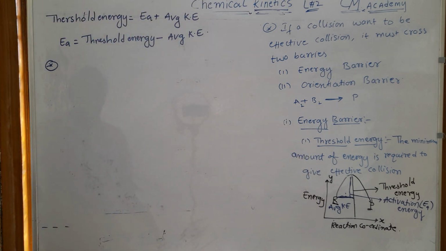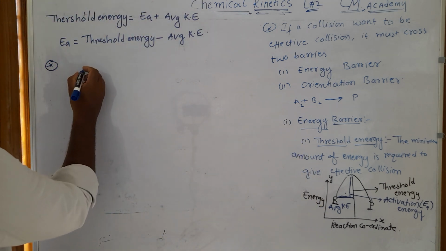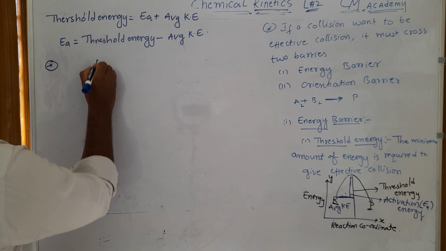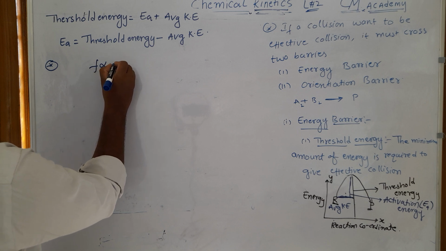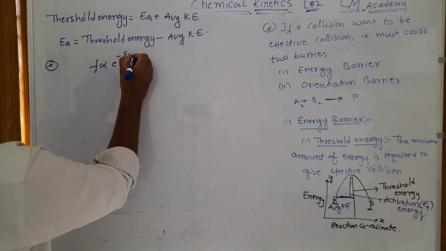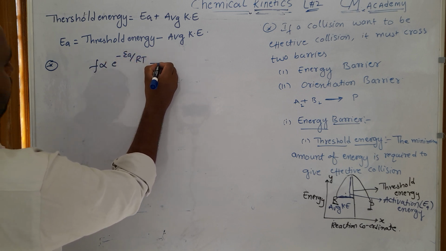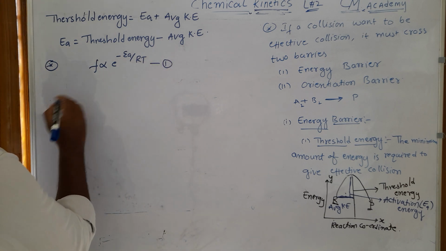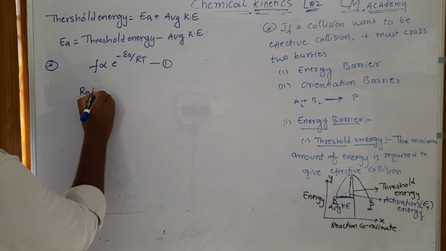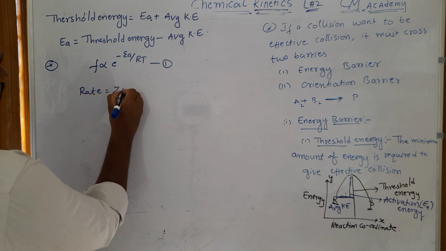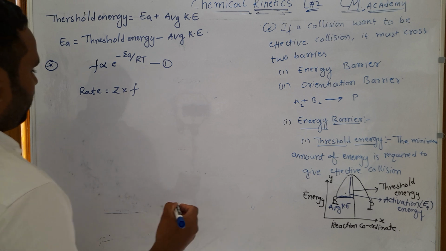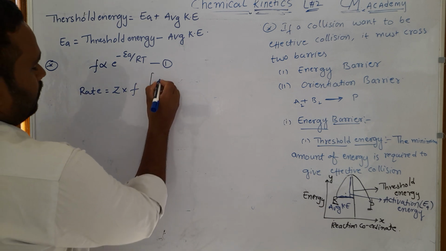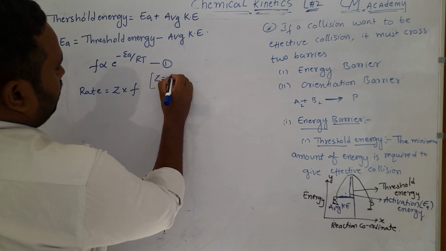Next, here scientist Arrhenius gave one relation between this activation energy and rate of reaction. So from the Arrhenius relation, F, the fraction of collisions, is directly proportional to e to the power of minus Ea by RT. So let us consider this equation. And also according to the rate equation, rate of reaction is equal to Z into F.